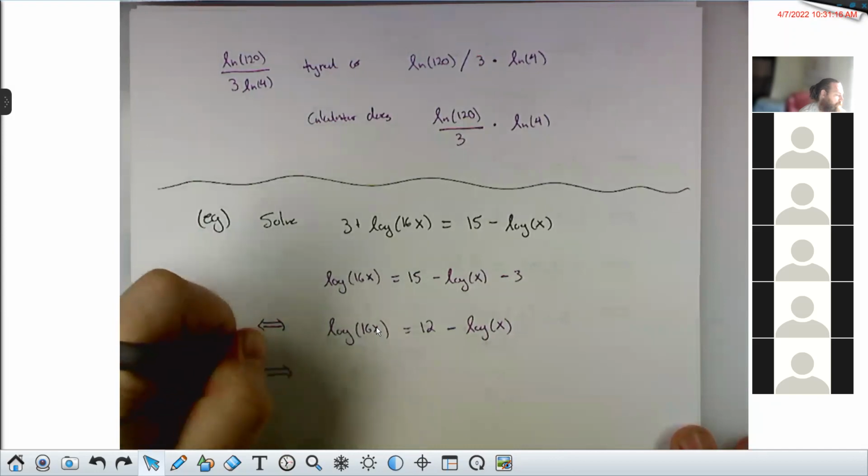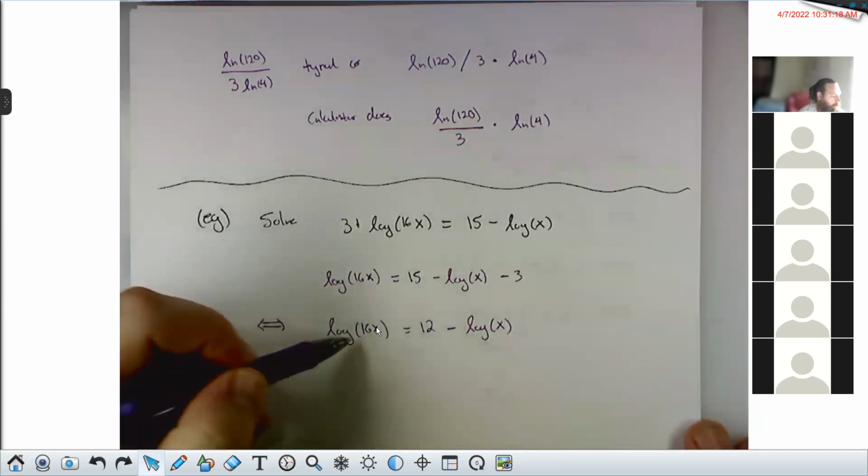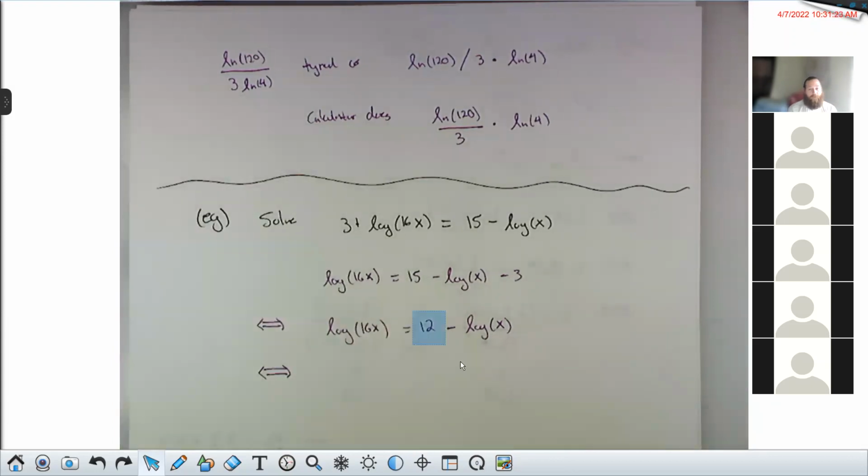If they had the same base, they could cancel out and you're just left with the numbers, right? If the 12 wasn't here, that would work. If there was no 12 minus, if I just had log 16x equals log x, then we could basically ignore the logs. That's true, using the 1-to-1 property. But we have this 12 and this log is being subtracted, so that won't work here.